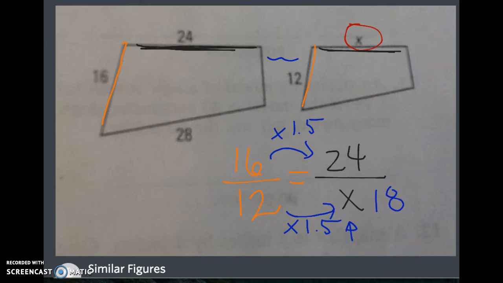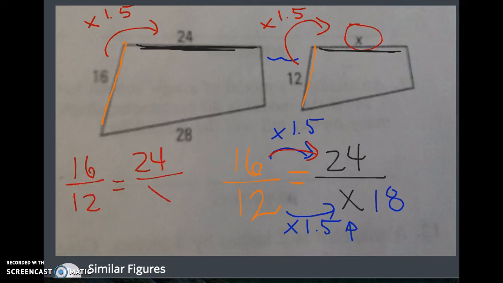Basically, here's what I did. When I went from 16 to 24 here, that's like from 16 to 24 here. That side's 1.5 times bigger, so that has to be true over here too. It's 1.5 times bigger. Now I could have done it the other way. I could have still set it up like this, 16 to 12, 24 to x, and I could have gone this way, from 16 to 12.